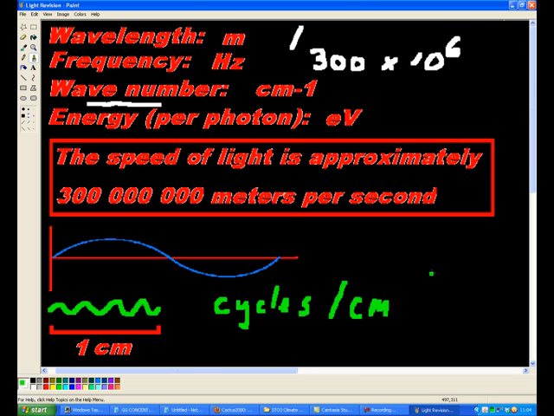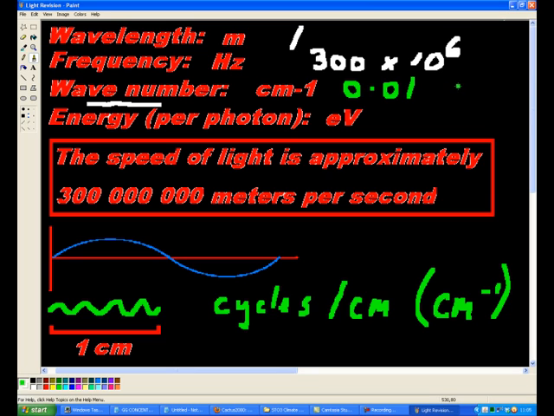Another way of writing that is centimeters to the minus 1. Therefore, in this example, if one wavelength is 1 meter, then in 1 centimeter there would only be 0.01 waves. So the wave number would be 0.01 cycles per centimeter.